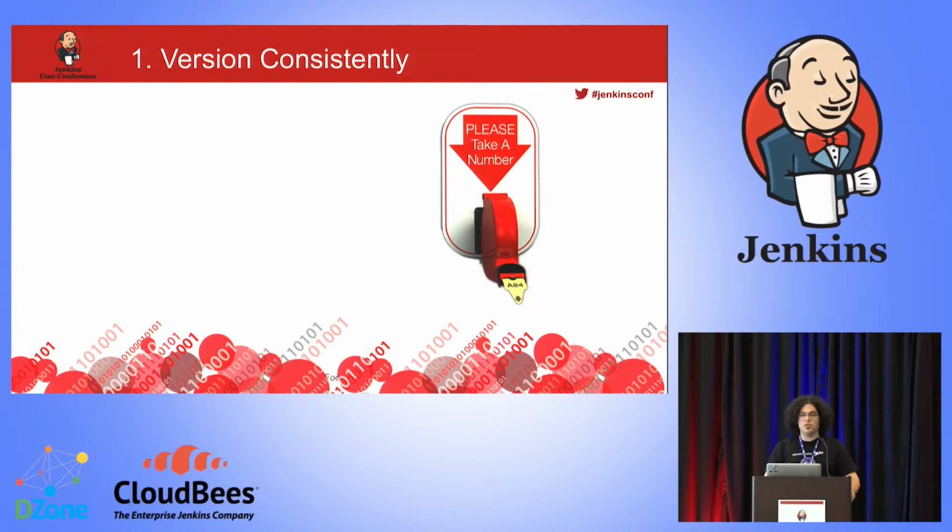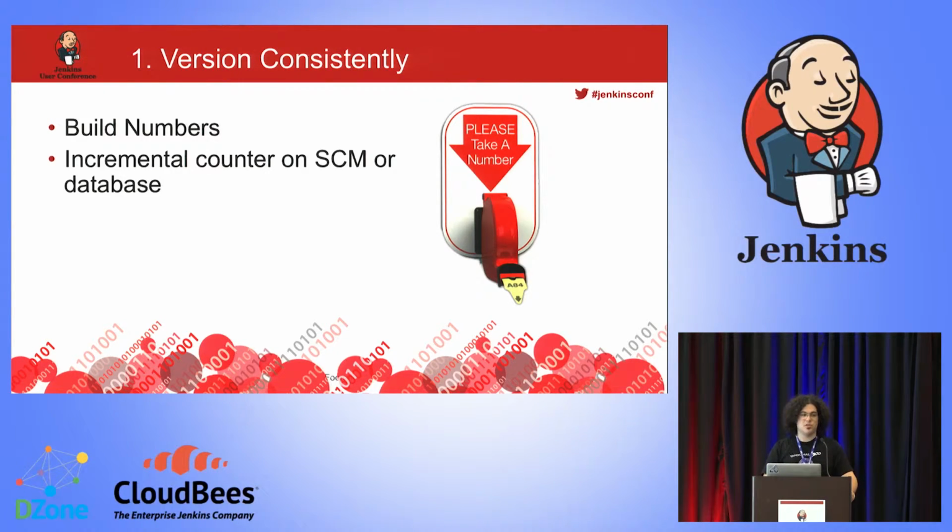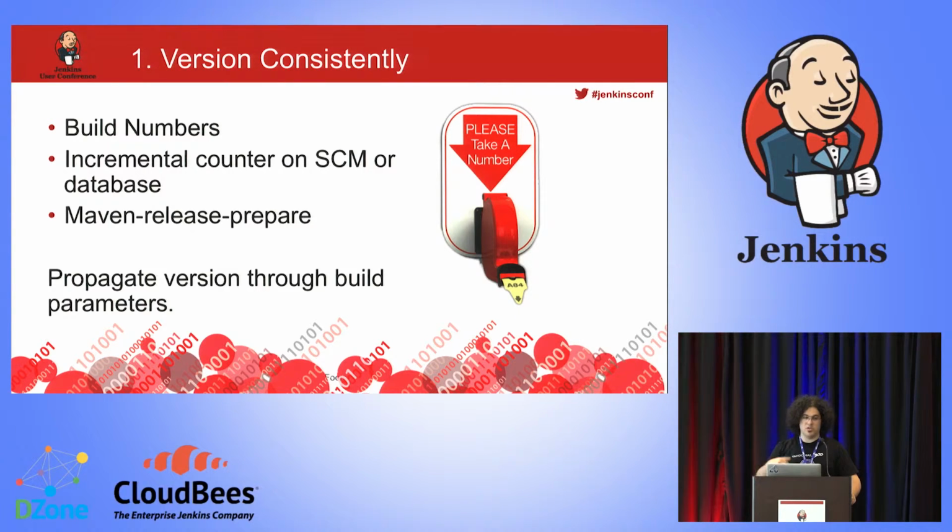You can do that using build numbers, or maybe you can have some stored counter on your source control. Maybe your Maven release prepare plugin, or Artifactory, whatever. Whatever automatic, always incrementing version number you have, you can use that. What we use is a latest build version on a Git tag, and we pull that out, increment it, and then put that back into Git. And we pass that through the Jenkins build using the build parameters plugin.